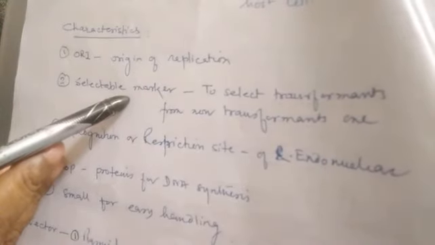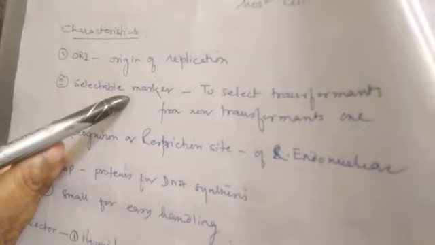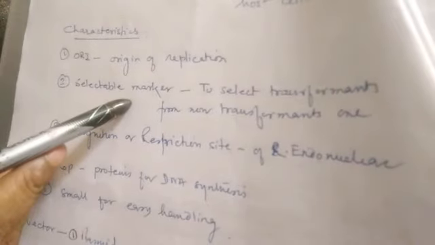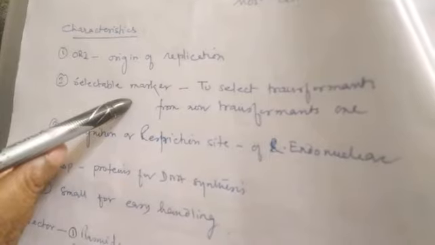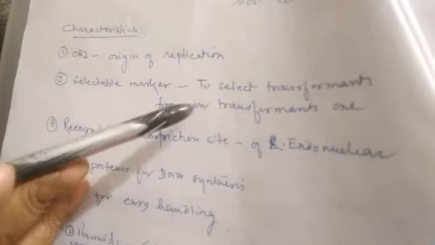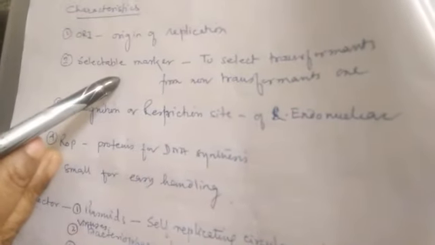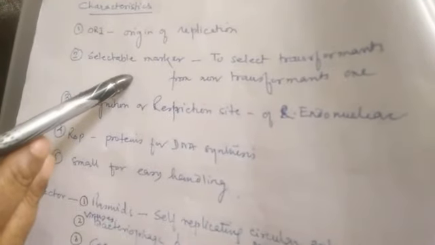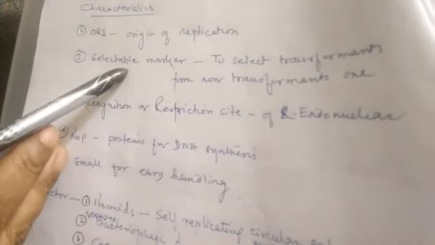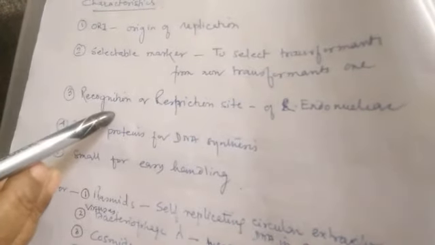So the cells where the gene of interest has been inserted are called transformants, and the cells where it is not inserted are called non-transformants. So to screen out the transformants from the non-transformants, we need a selectable marker which will act as a marker, and it will help us to recognize the transformants, that means where the desired gene has been inserted.